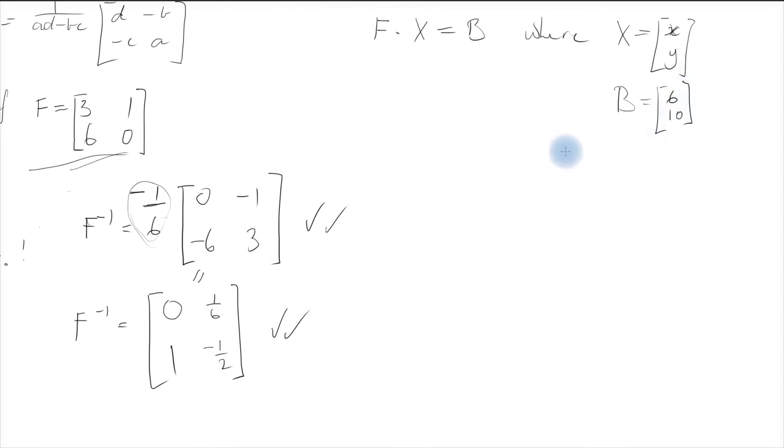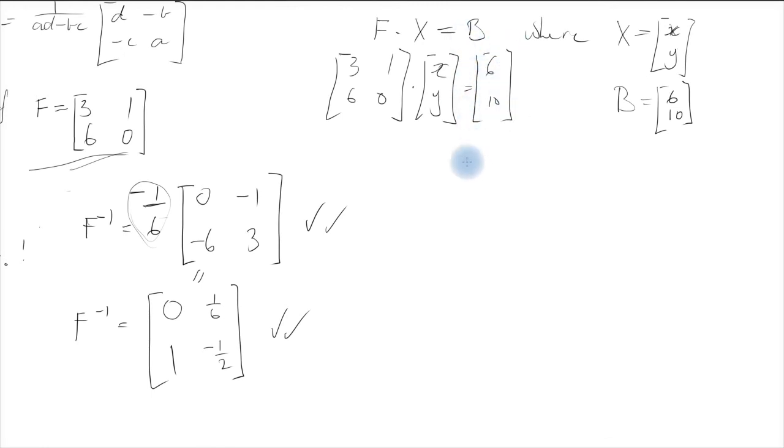So let's write this again. Our function of our matrix F times X equals B. In other words, F is this matrix, 3, 6, 1, 0, multiplied by x, y, equals b, 6, 10. There we go.